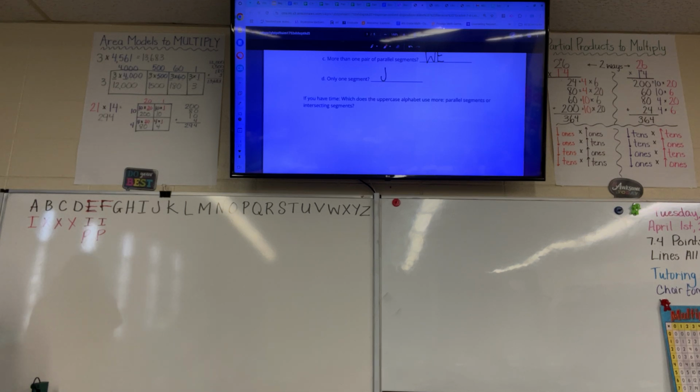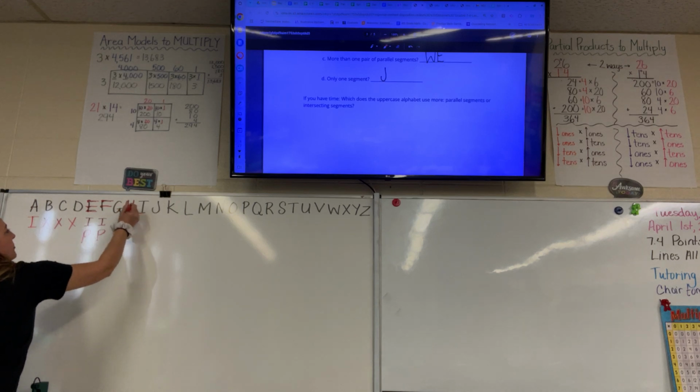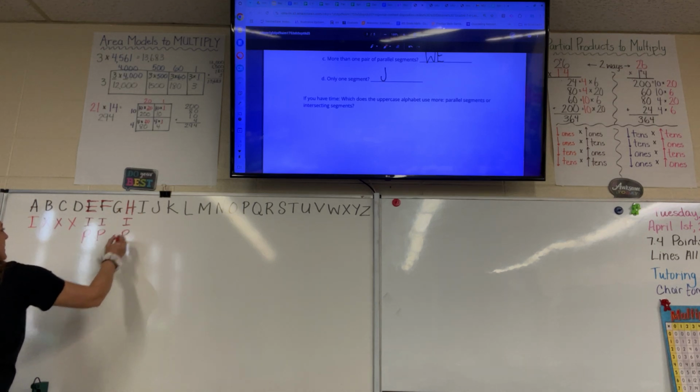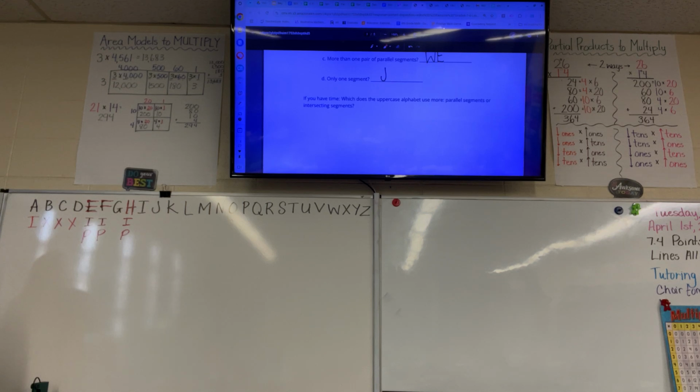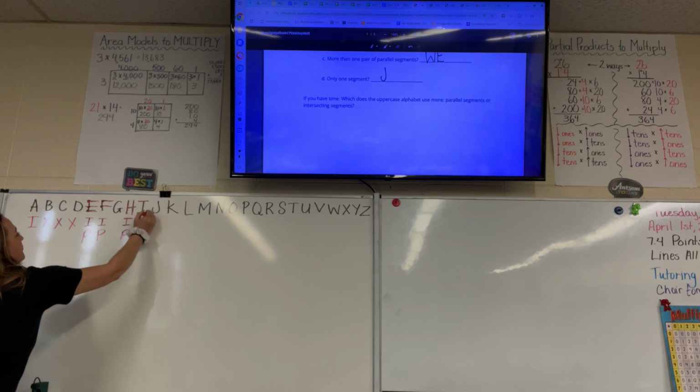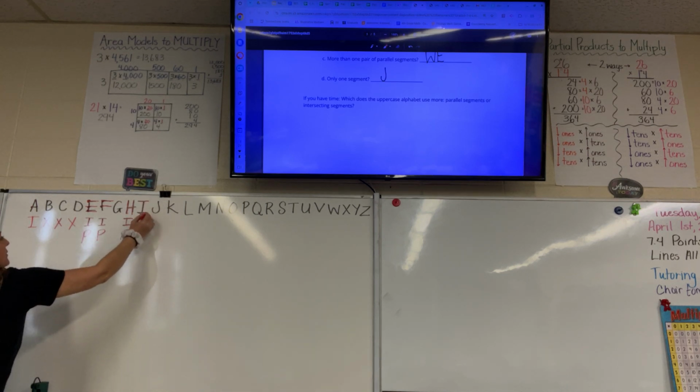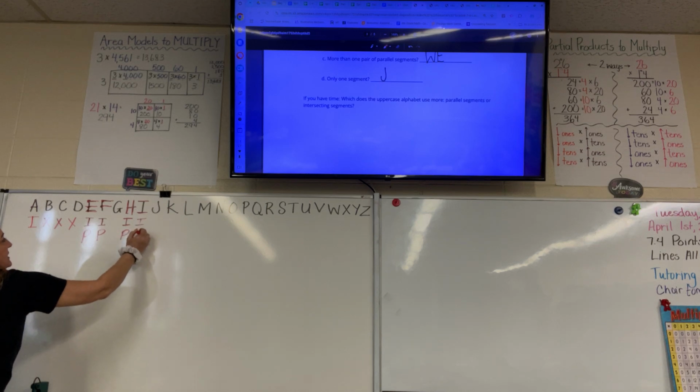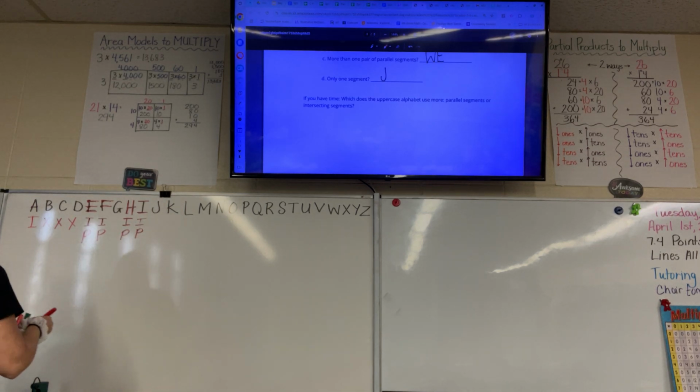She's absent. Mary, what about H? Both. Okay, the two sides are parallel, but the middle intersects. So intersecting and parallel. What about I, Fisher? Intersecting? It has both because the top and bottom are gonna be parallel, okay? Skippy. So if you get it right, you get a point. If you don't, you don't. Okay, so this would be intersecting and parallel. Okay, J we're gonna skip.